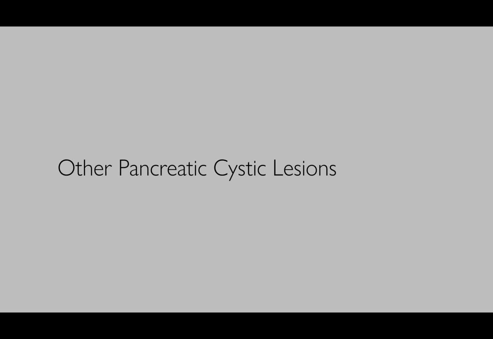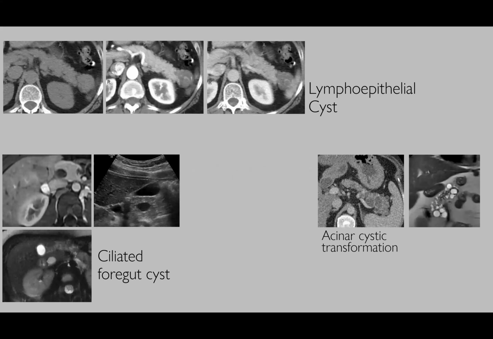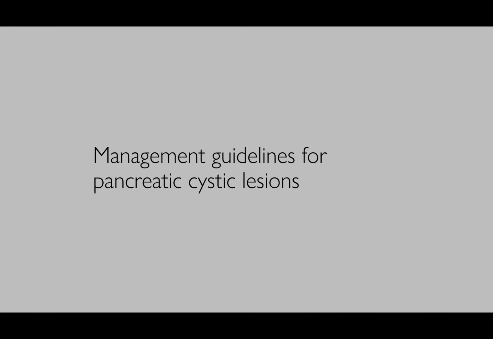There are a lot of other very interesting pancreatic cystic lesions. I did not talk about other pre-malignant pancreatic cystic lesions such as IOPN, which is a variant of IPMN, ITPN, and then there are several other interesting cystic lesions like lymphoepithelial cyst, ciliated foregut cyst, Asner cystic transformation. In the interest of time, we'll not go into details, but each of these has some interesting characteristics to them. Finally, let's talk about management guidelines for these pancreatic cystic lesions.